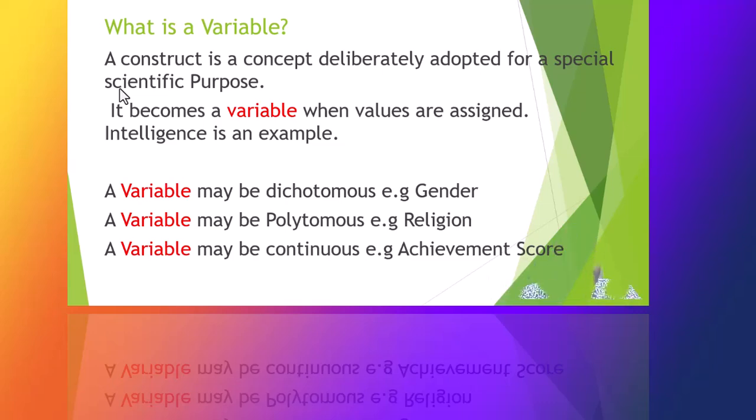For instance, a variable can be dichotomous in nature. An example of that is gender, which could only be measured as male and female. Some other variables may be polytomous, that means more than one way to measure them. We can have religion and states of origin. There are many ways to measure them. Some other variables may be continuous in nature.